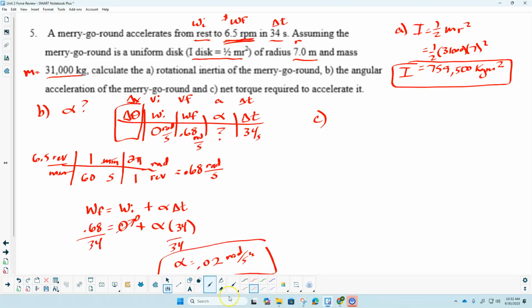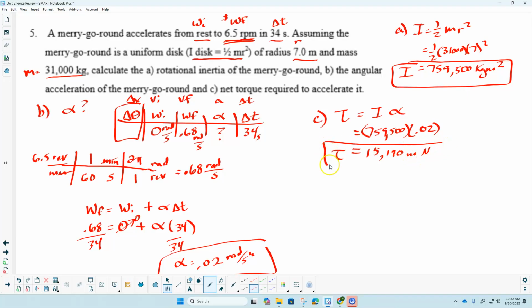For part C, it wants the torque required. So torque is I times alpha. So it's just the number that you got in part A, that big number, times the number you got in part B, which is a small number, and you'll get a torque value, which is still pretty big. It's 15,190 meter newtons is the unit for torque. Okay, so that's number 5.